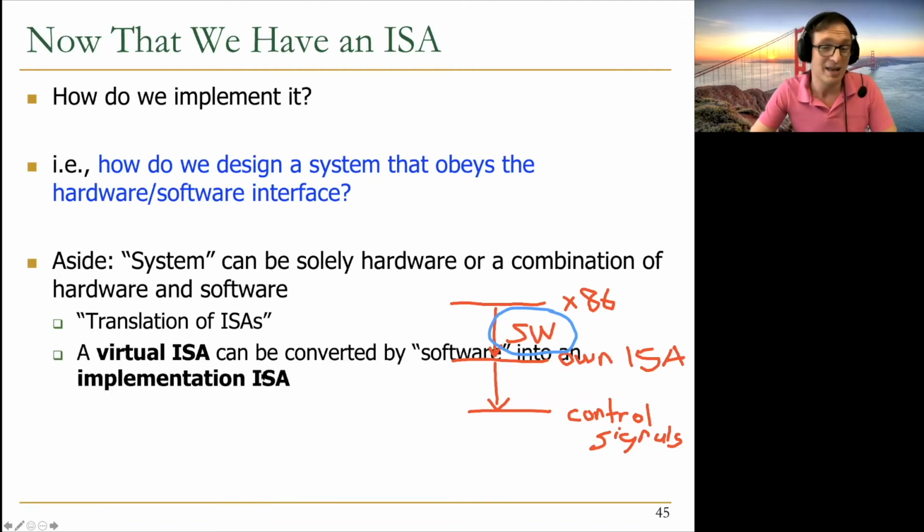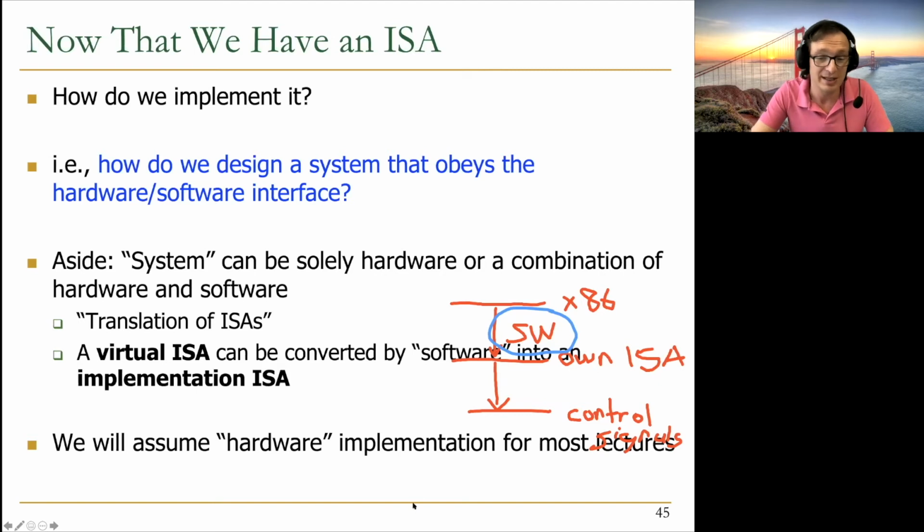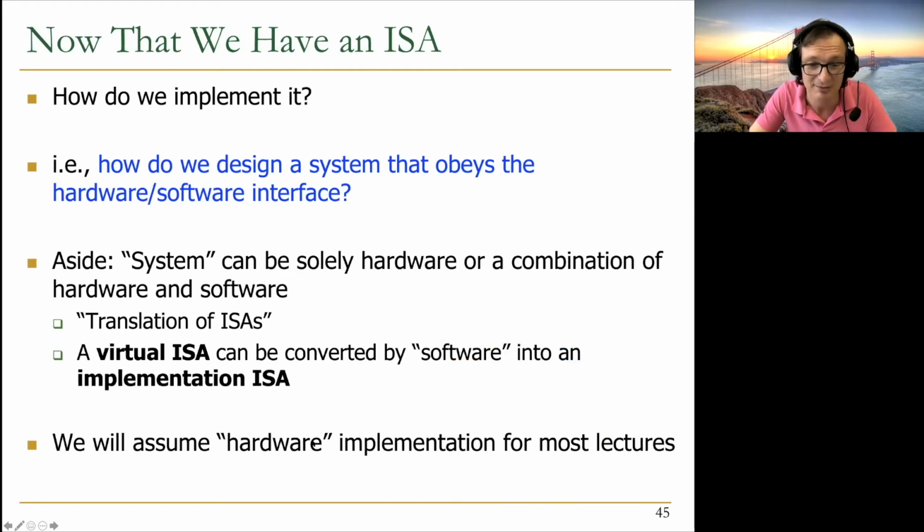Okay, so basically what I just said is a virtual ISA can be converted by software into an implementation ISA. So this own ISA is an implementation ISA. You can think of the ISA that the programmers write code in as a virtual ISA in this case. So in the rest of these lectures, we will assume hardware implementation, but keep this in mind. I'm going to remove this over here so that you can see what's written on the slides. Okay, in the rest of the lectures, we'll assume hardware implementation, but keep this translation in mind because it could be very powerful.